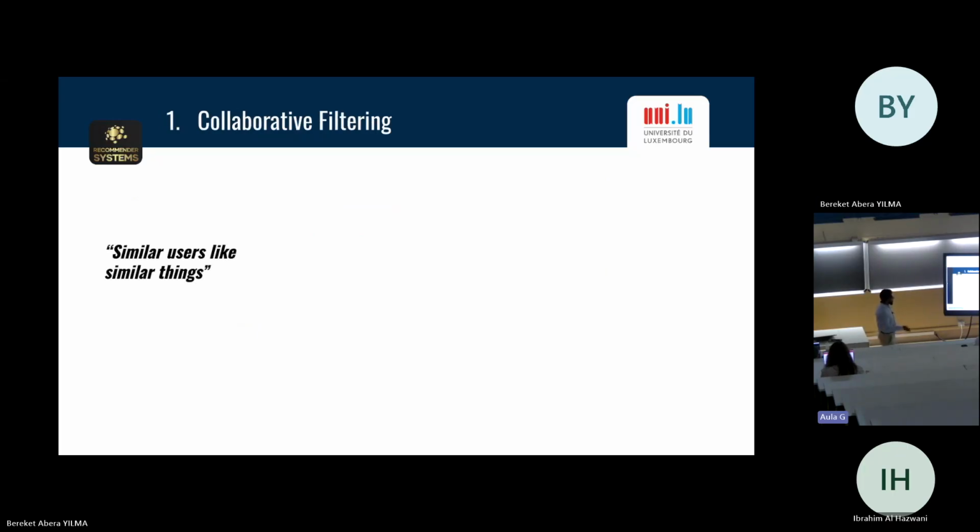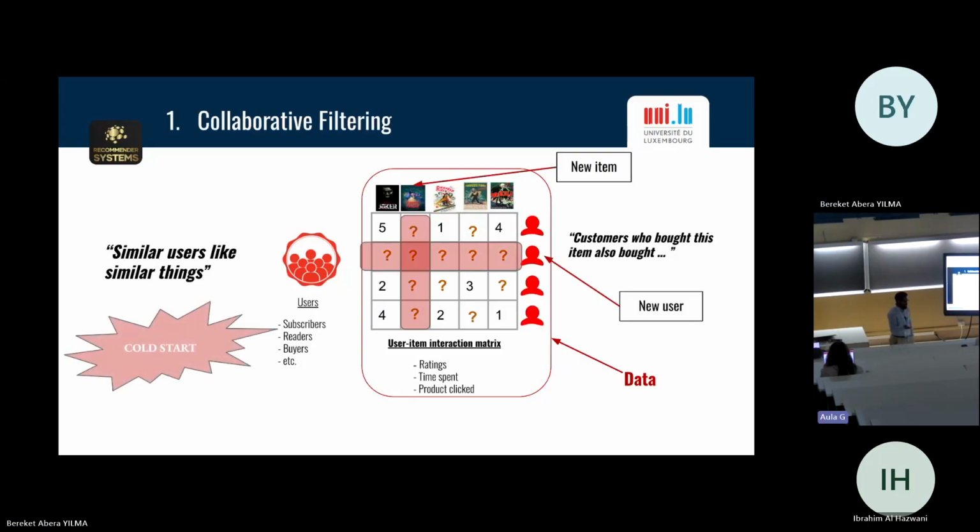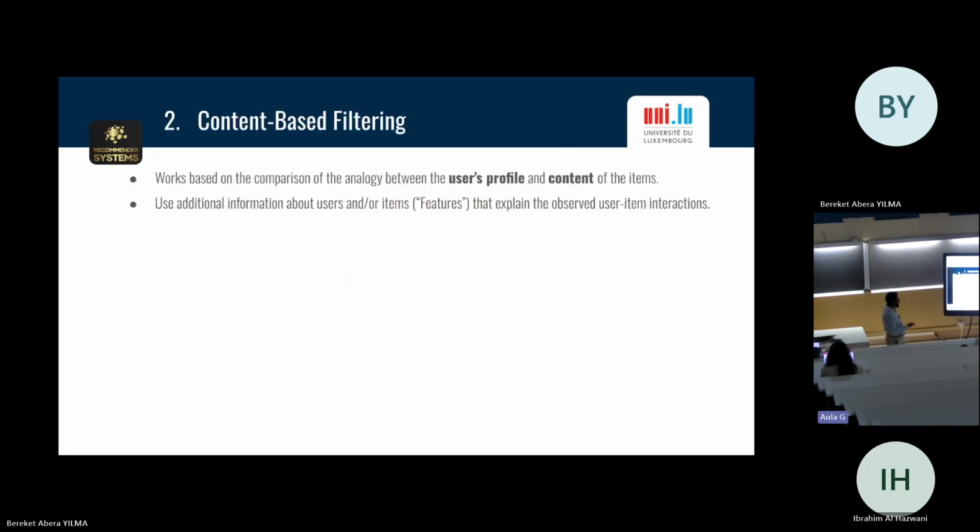First, collaborative filtering. This is essentially based on the idea that similar users like similar things. A phrase that we are all familiar with: customers who bought this item also bought this. The data is essentially a user-item interaction matrix. So when you have, for example, a new item or a new user, in this case, we suffer from the cold start problem. You have a new user with no interaction information, and you have a new item that nobody has given a preference or rating to, so you're going to have a cold start problem. This is one of the limitations of collaborative filtering.